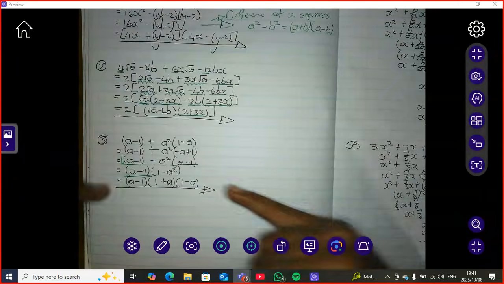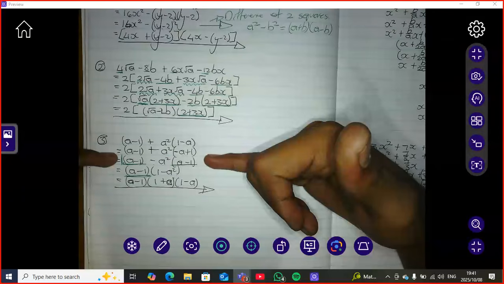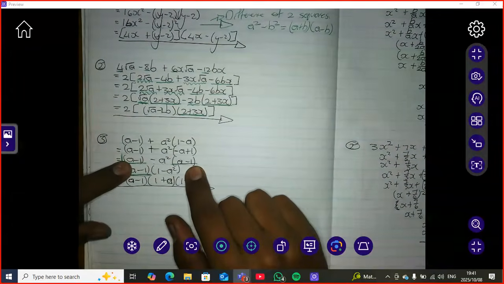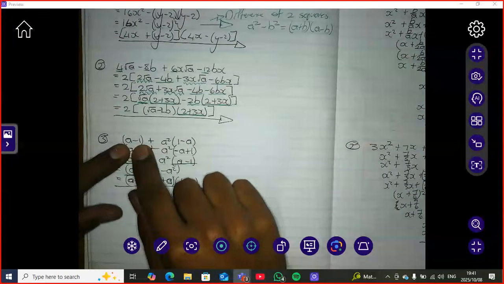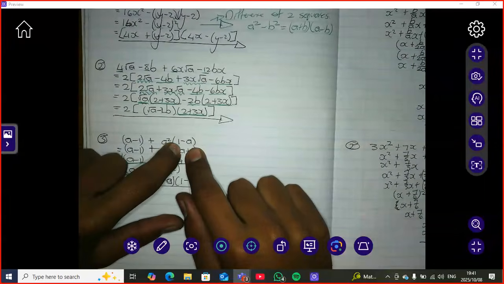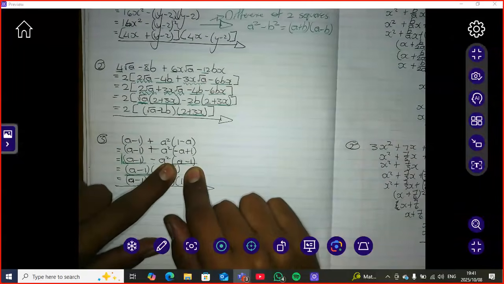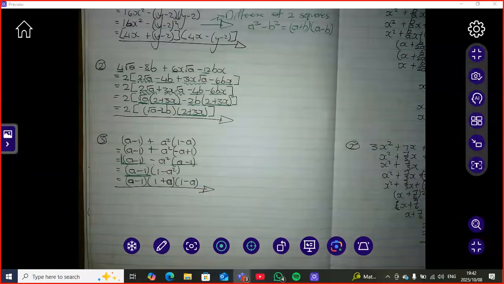We're only taking the negative out here because we want to get this common factor here. Besides that, we don't want to work with an awkward thing like this, with an a minus one there and a one minus a there. That's why I changed it to this. But as a final answer, you can leave it as it is. Cool.